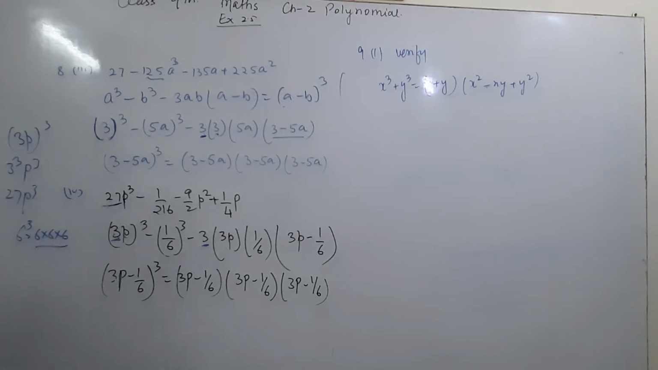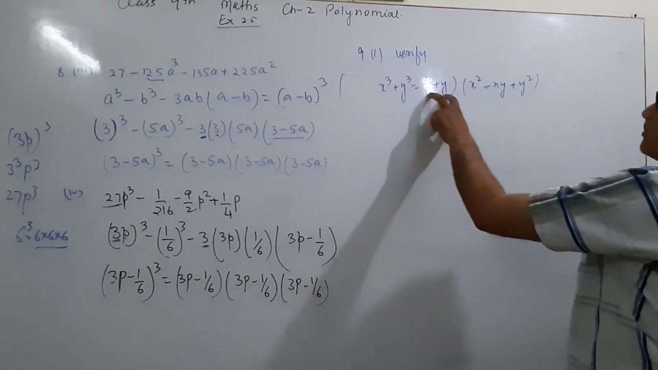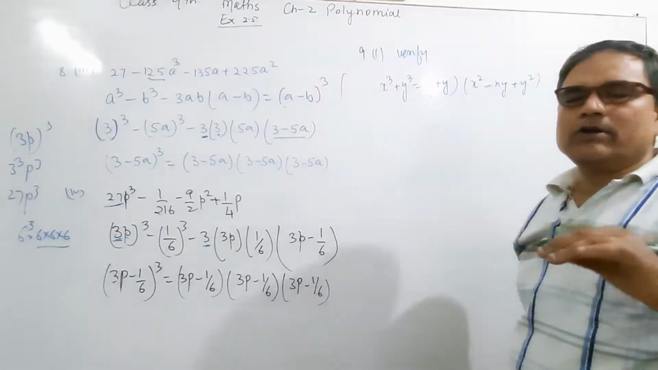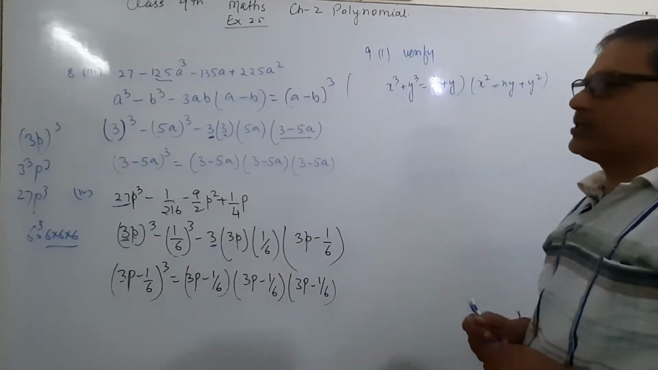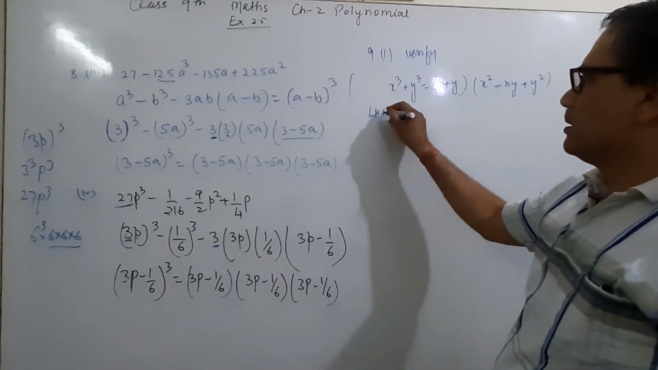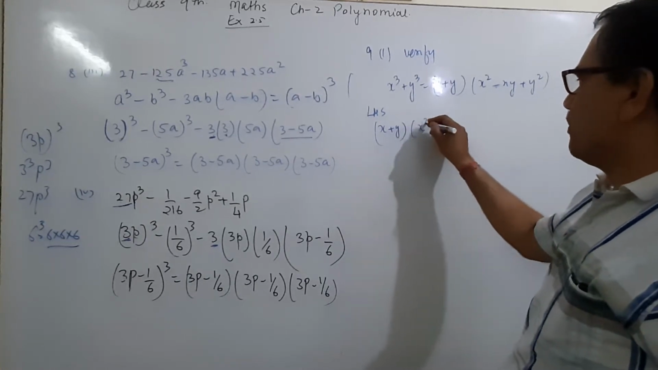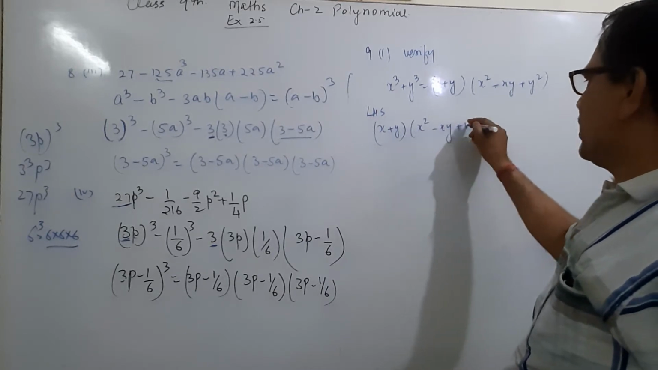We can do this by two methods. First, we can open the bracket and multiply x plus y by this. I am explaining two ways, and you can do it by any method. First, only by taking the LHS. What is the LHS? (x plus y)(x square minus xy plus y square).